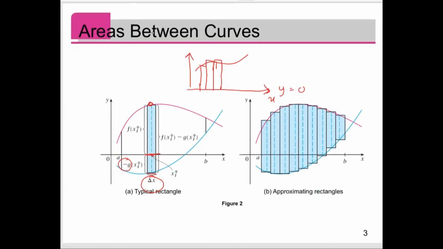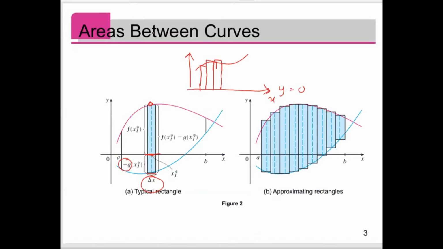So when you try to calculate in the usual way, finding the value of g(x) by substituting the value of x, you are going to get the negative value of the function. That's why we have negative here. So by taking f(xi*), where xi* is a sample point, you can choose the midpoint or the left point or the right point, then you minus g(xi*) as well, and then you are going to get the height of the rectangle.